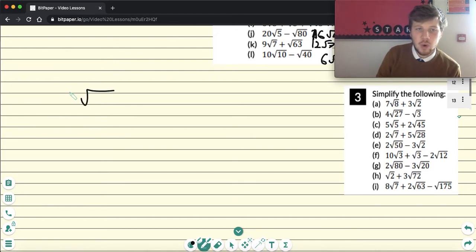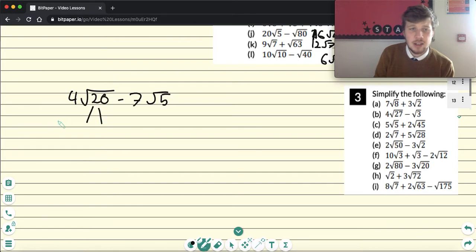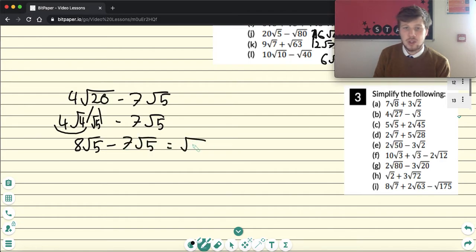So I'm going to have a look at 4 root 20, subtract 7 root 5, and I'm going to try and work out what this would be. So the first thing I'm going to do is I'm going to work out my surds. This is root 20, so I'm going to rewrite this as 4 and then root 4 root 5, subtract 7 root 5. Now I know that root 4 is 2 and 4 times 2 is 8, so this is 8 root 5. So just check, you can multiply these two values together, they are just numbers. We get 8 root 5, subtract 7 root 5 would leave me with the answer of just root 5.